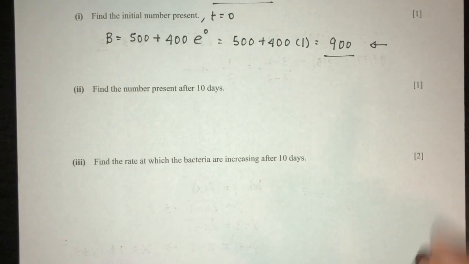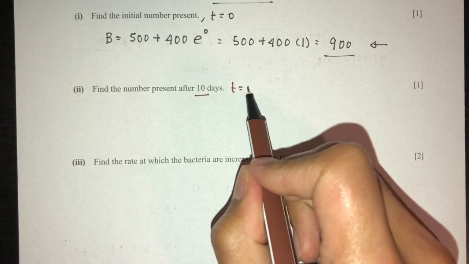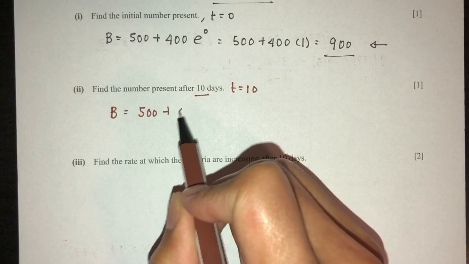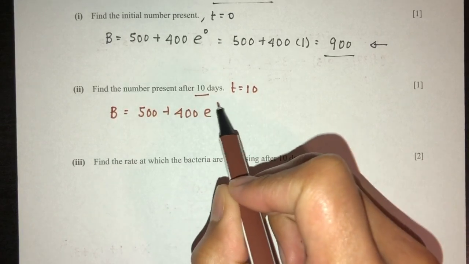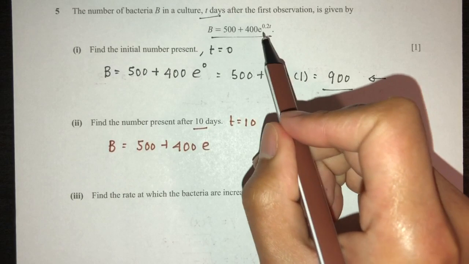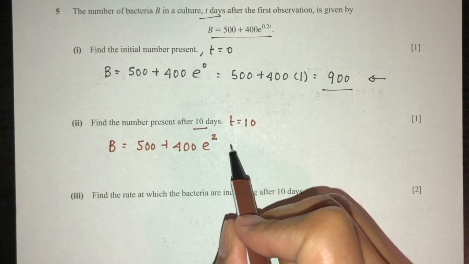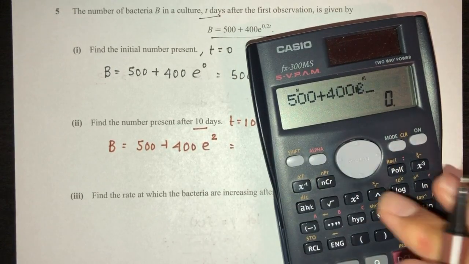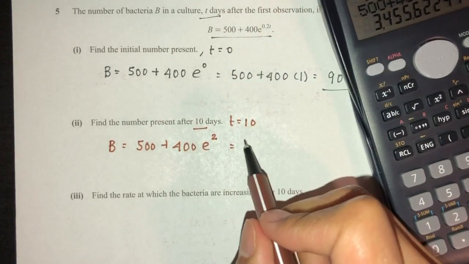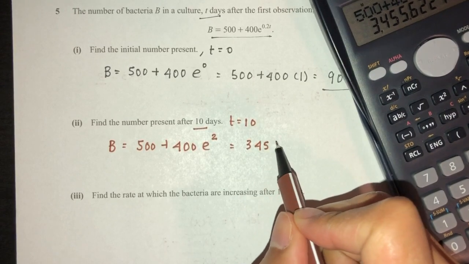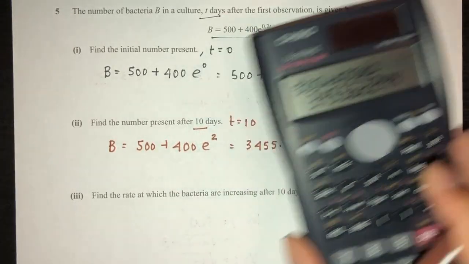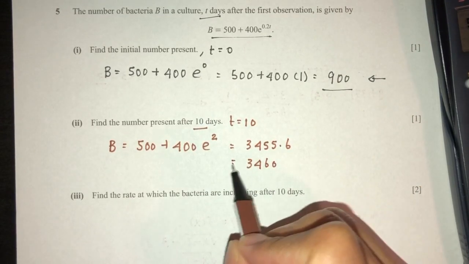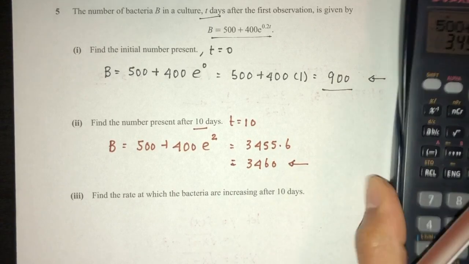Now for part 2, find the number present after 10 days. So when t is equal to 10, B is equal to 500 plus 400 e to the power 0.2 times 10, that will be 2. So 500 plus 400 exponential square, that will be 3455.6. If you want to write this down correct to 3SF, that will be 3460. That will be your answer for part 2.